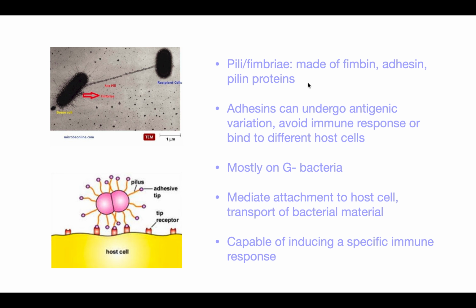The pili, or the fimbriae, so it's like this fuzz around it, is made of fibrin, adhesin, and pilin proteins. The adhesin can go through the antigenic variation to avoid the immune response or to bind to different host cells. Mostly these are on the gram-negative bacteria, and they mediate the attachment to the host cell and transport of the bacterial material. And these are capable of inducing a specific immune response.